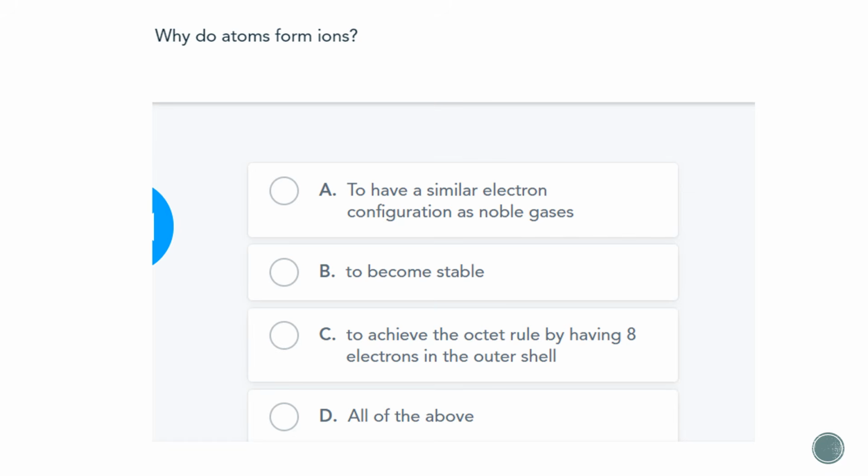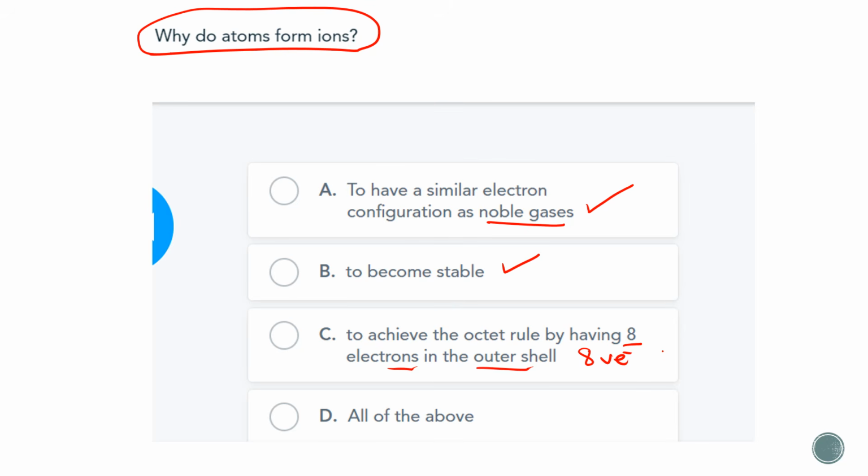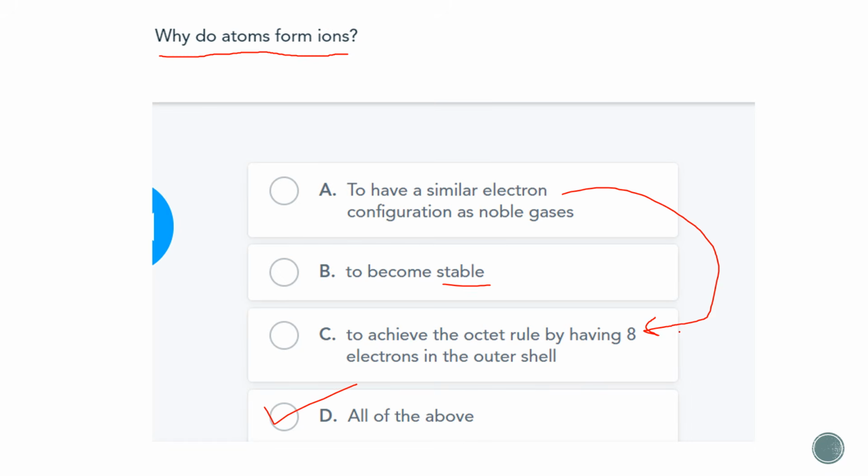So now stop the video and try to answer this question. Alright. The question says, why do atoms form ions? ليش الذرات تكون أيونات? Is it to have a similar electron notation of noble gases? Yes. To become stable and happy? Yes. To achieve 8 electrons in the outer shell. Yes. هذه معناها 8 valence electrons. Do you think this is true? Yes. So what should the answer be? All of the above. A, B, and C are all correct. Okay?